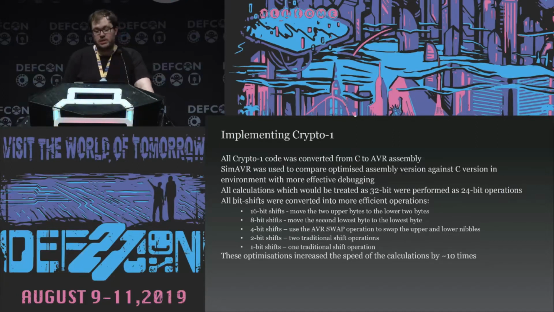I took all the calculations that would have been treated as 32-bit when they could have been 24 or 16-bit and converted them to 24-bit operations. Basically, this meant I could use 1 register or 2 registers where usually they would be using 4. All bit shifts were converted as needed, so a 16-bit shift can just be done by 2 move instructions, 8-bit shifts, 1 move instruction, 4-bit shifts, the AVR microcontroller has the swap command, which swaps the upper nibble and lower nibble of a byte. The 2-bit shifts could just be done with traditional bit shift operations, and 1-bit shifts, just a shift operation. Basically, I managed to make the thing 10 times faster by doing this.